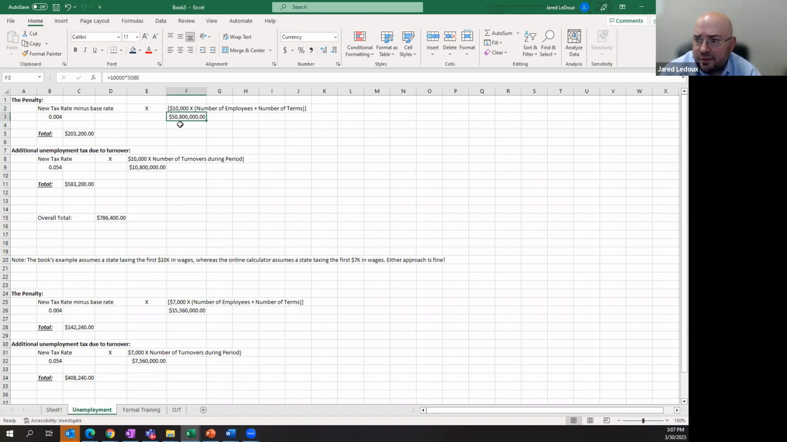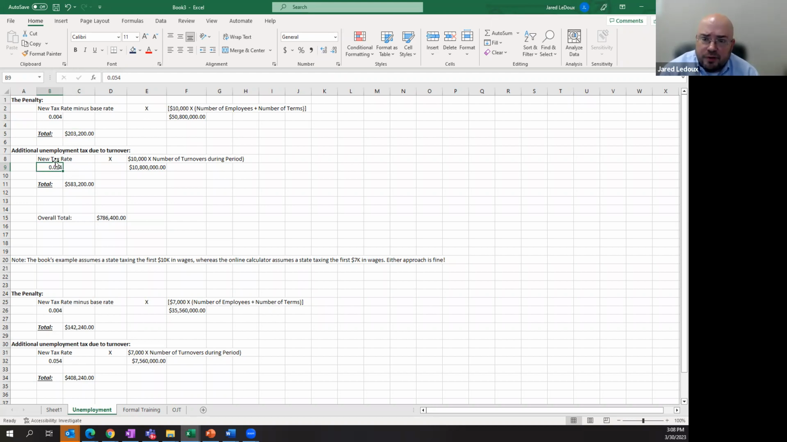And so that is $50.8 million. Okay, so that's the total. Now the penalty is 0.4% of $50.8 million. So you're not paying $50.8 million. That's what you pay to your employees in earnings. But you're paying a penalty of 0.4% towards that $50.8 million. That's 203,000.